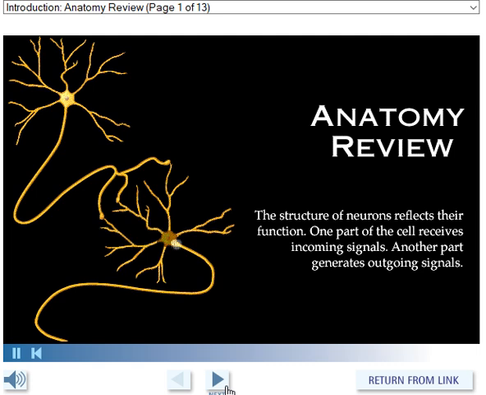The structure of neurons reflects their function. One part of the cell receives incoming signals. Another part generates outgoing signals.